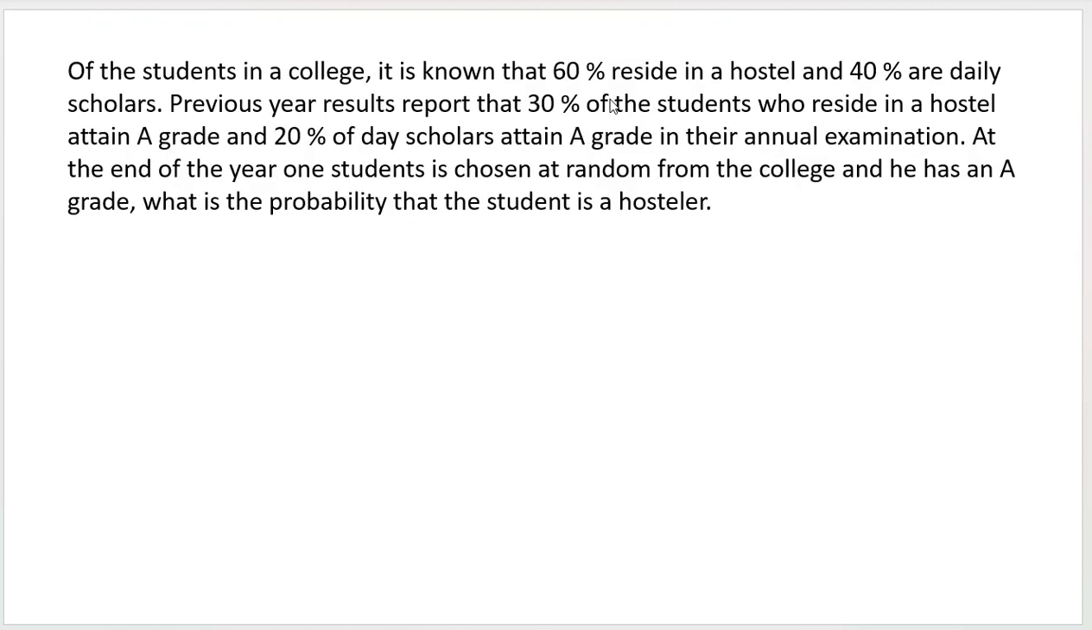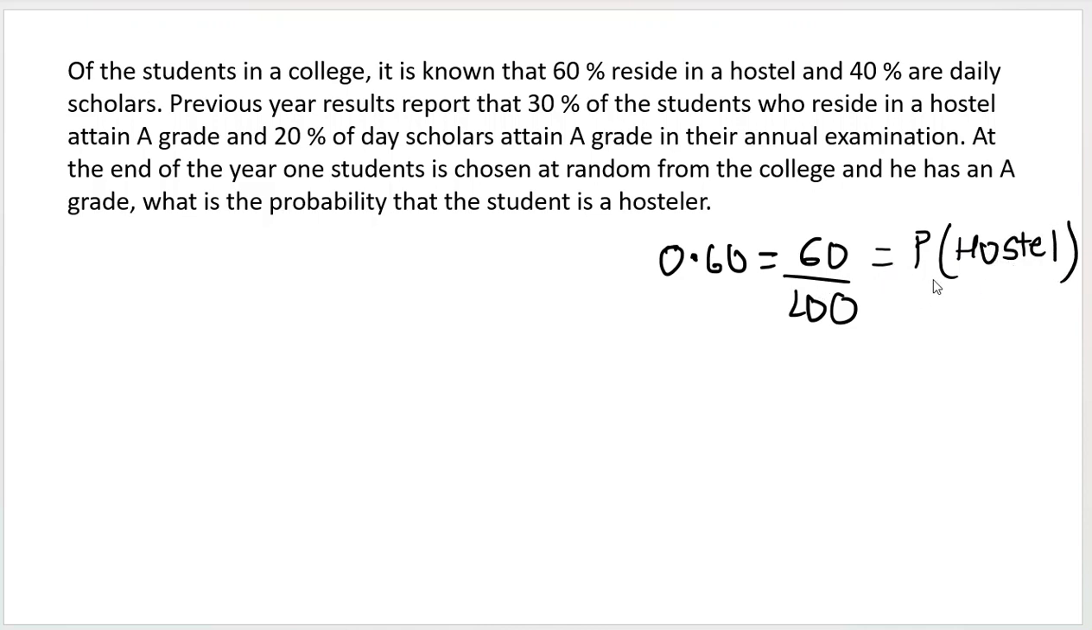Of the students in a college, it is known that 60% reside in a hostel. So 60 upon 100. Now to convert this percentage into probability, we divide by 100. So it is given that this 60%, 60 upon 100, is 0.60, which is nothing but the probability of hostel. This is the probability of students living in a hostel. 40% are day scholars. Now what are day scholars? Day scholars are those people who go home and come back to college the next day. So this is the probability of day scholar.